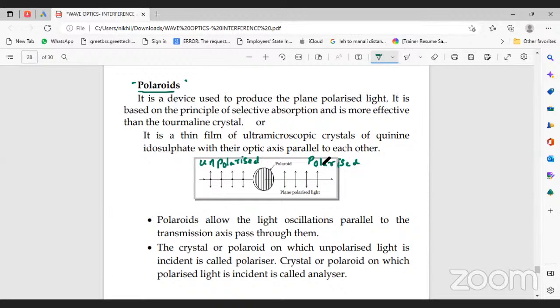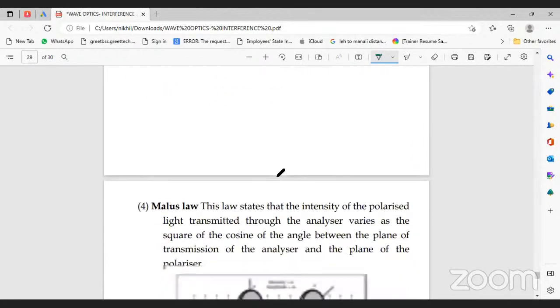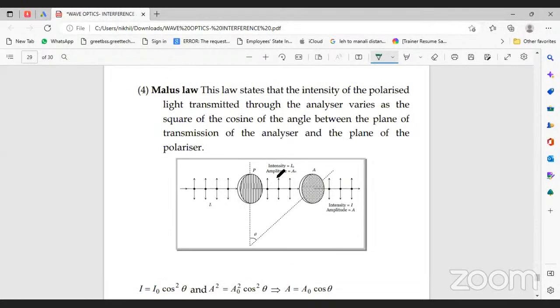So the process of converting unpolarized light into polarized light is what we call polarization. Polarizers are the devices which convert unpolarized light into polarized light. We are going to use some crystals here to convert unpolarized light into polarized light. This is very important. Usually the competitive problems are going to be based on Malus law.